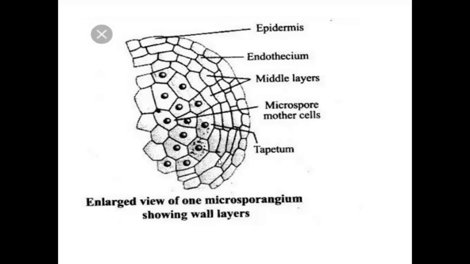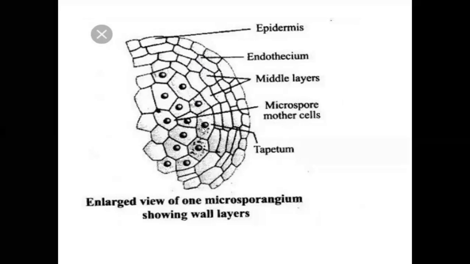Microsporangium LS. The microsporangium LS shows the outer layer is epidermis. Below the epidermis, one single layer is present, called endothecium. Below the endothecium, two middle layers are present. Below the two middle layers, tapetum layers are present. The tapetum layers are present at the inner side of the anther wall or pollen wall, the microsporangium wall.